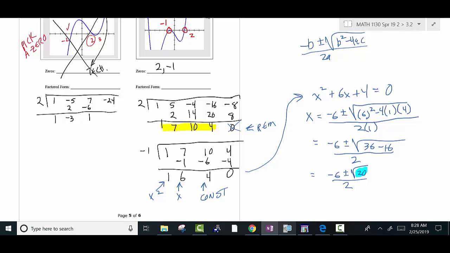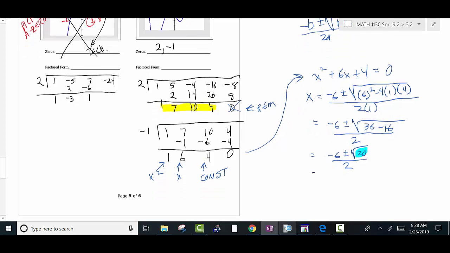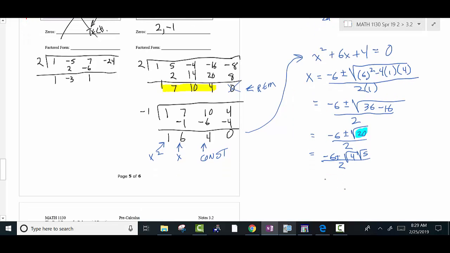This is the part of the problem that you have to make sure you know how to do. So we would say negative 6 plus or minus the square root of 4 times the square root of 5, all over 2. Then we can split this up. So we would have negative 6 plus or minus 2 root 5, over 2. Now what you can do is split it up. Both of those numbers divide by 2. Both the 6 and the 2 divide.